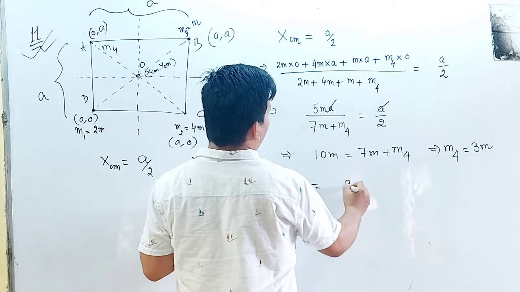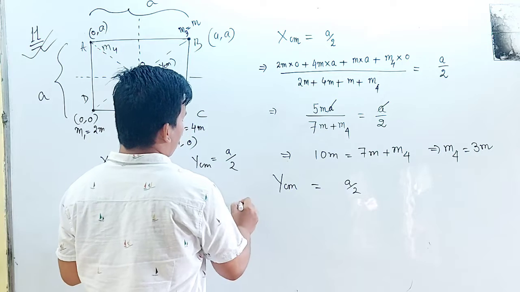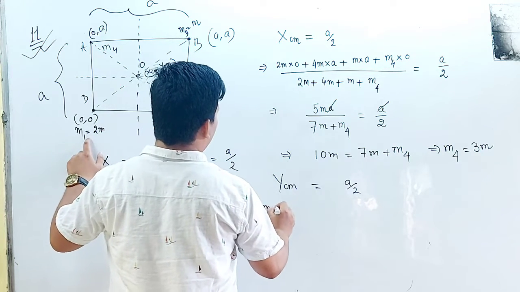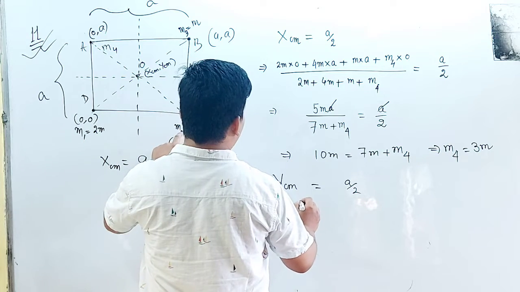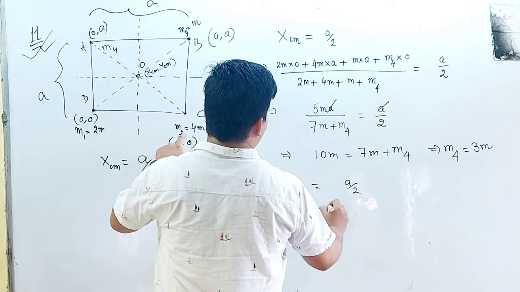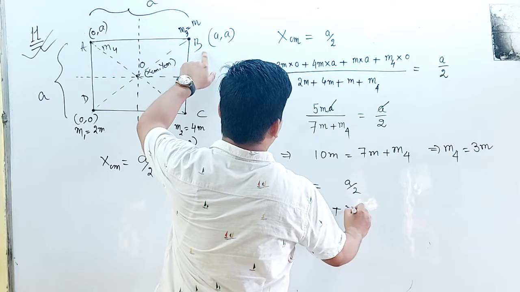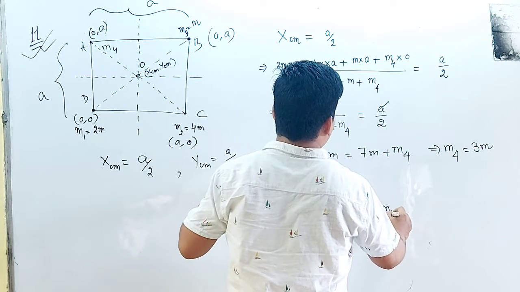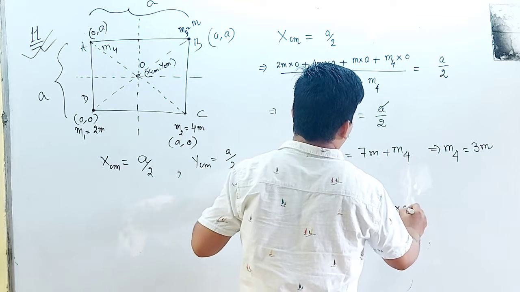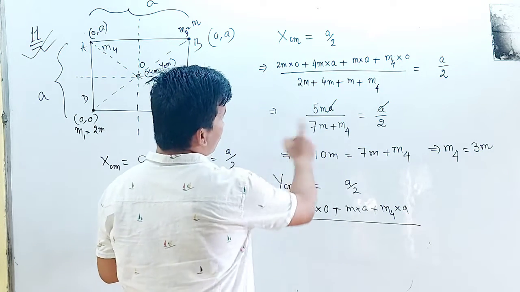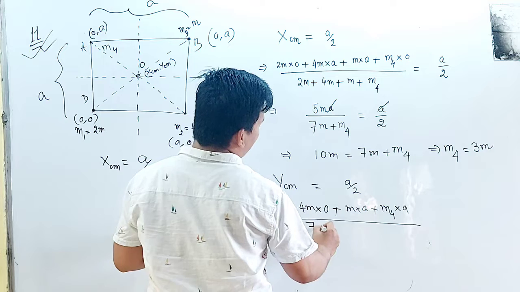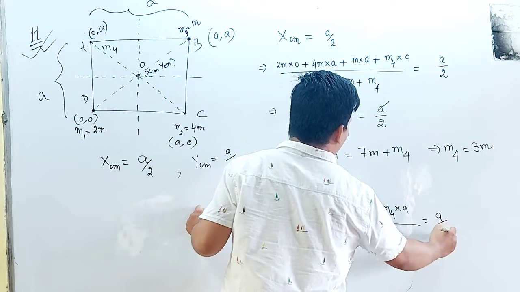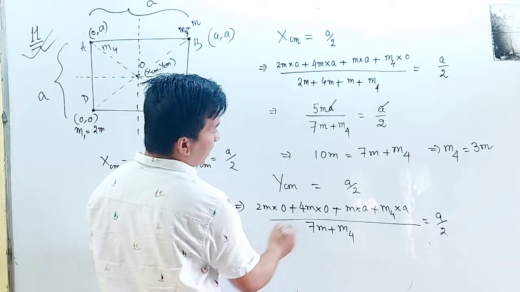YCM will be equal to A by 2. See, this is twice m into this is 0 plus m4 into this is A, divided by total mass, which will be 7m plus m4, and this is A by 2.